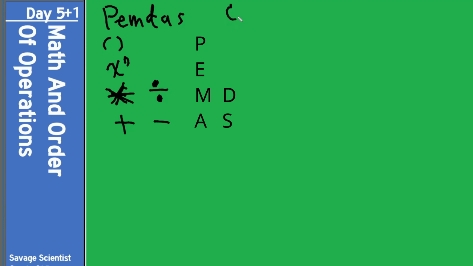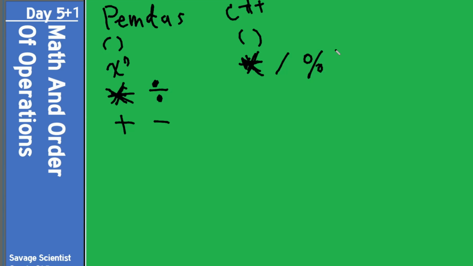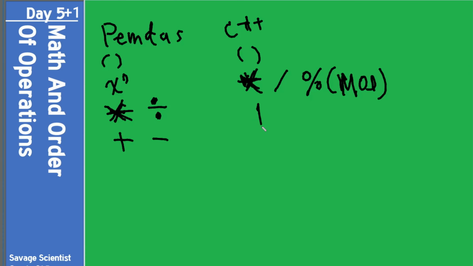And in C++, we have parentheses, multiplication. I'm having extreme trouble trying to draw stars. Divide, modulus. So to add a little confusion your way, in C++ the percent sign does not mean percent, it means modulus. So just keep that in mind going forward. Addition, subtraction, and equals.